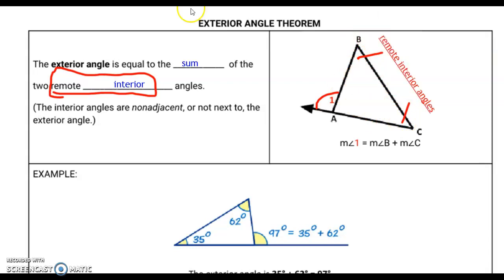Let's label it. And you should think of remote as being far away, like remote instruction is instruction that is far away. These are remote interior angles, which means they are far away from the exterior angle. We cannot use this angle, but we must use this angle and this angle.